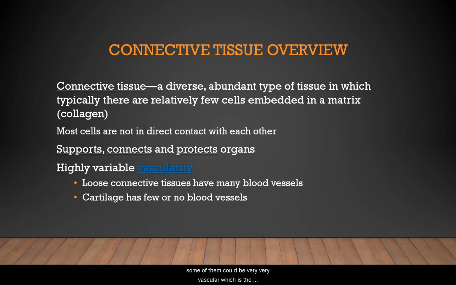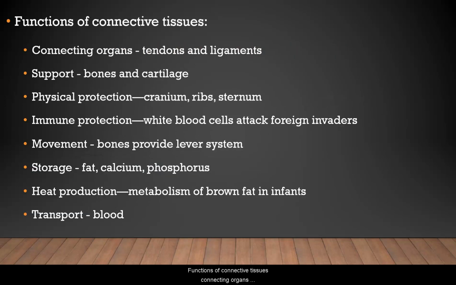It means some of them could be very, very vascular, which is the loose connective tissue, and then some of it could have few or no blood vessels, like cartilage. Functions of connective tissues: connecting organs like tendons and ligaments; support with your bones and your cartilage; physical protection like your skull, the cranium, your ribs, or your sternum; immune protection, your white blood cells, which attack foreign invaders in your blood; movement, bones provide a lever system for movement; storage, fat, calcium, phosphorus; heat production, metabolizing brown fat in infants produces heat; and transport of materials in the blood.